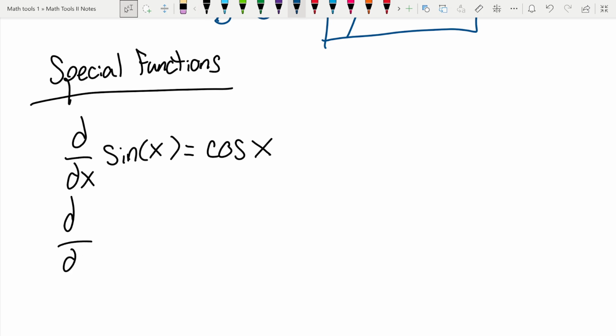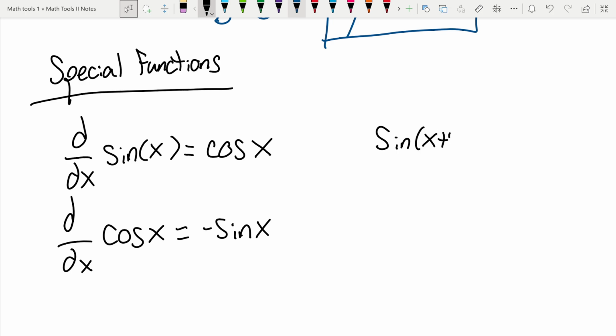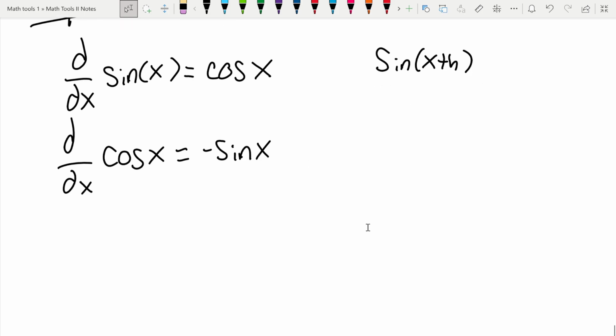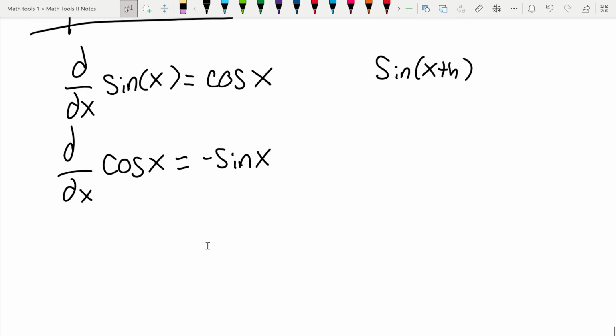The other way, the derivative of cosine of x is equal to negative sine of x. Again, you can prove these. They just use some additional formulas that we didn't cover, namely the sum of two angles formulas. They're not too difficult if you want to try those by looking up some of those formulas, but we'll skip the proofs here.